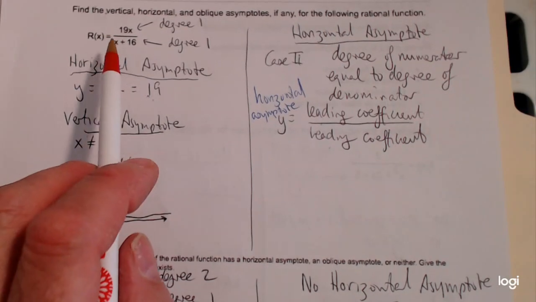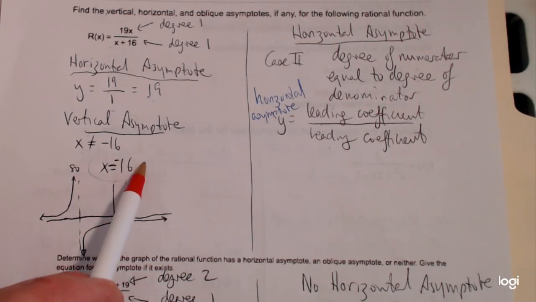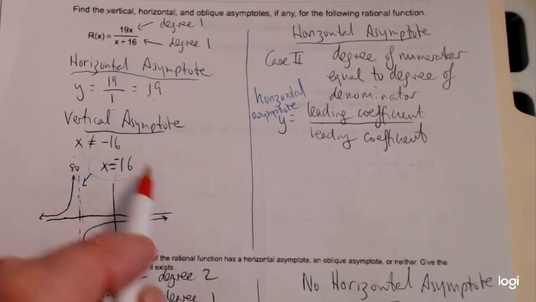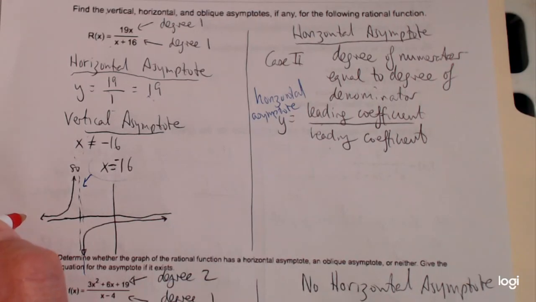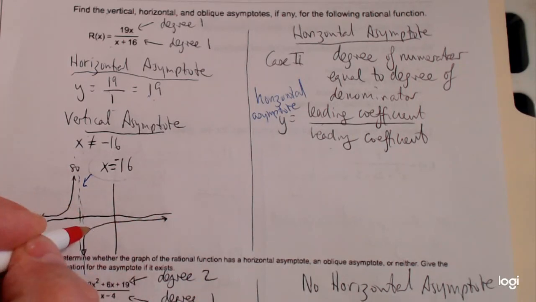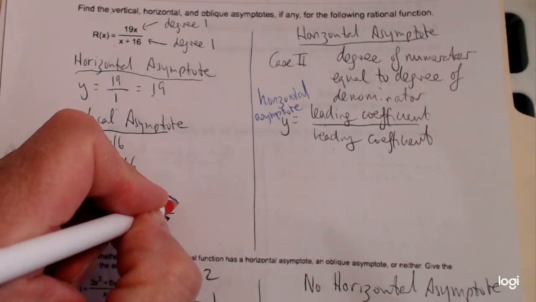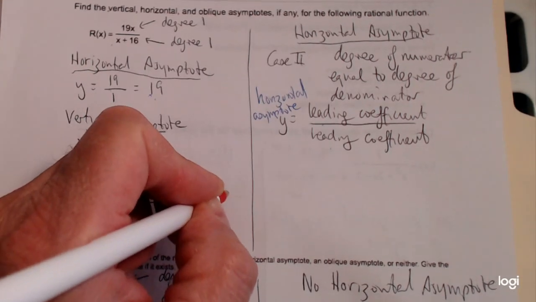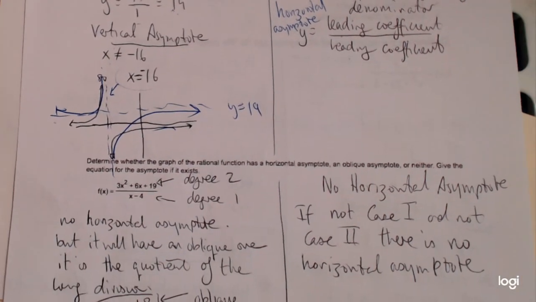Now, I cannot divide by 0, so I can't plug in negative 16. Here is x equals negative 16, and here is my graph. Again, you can see that what's happening is it's going to 19. For some reason, my picture is not right. All right, so we like that, there you go, and that's y equals 19. Good.